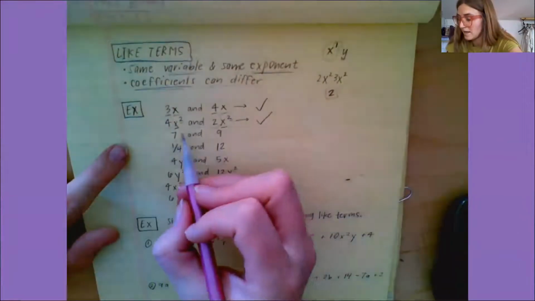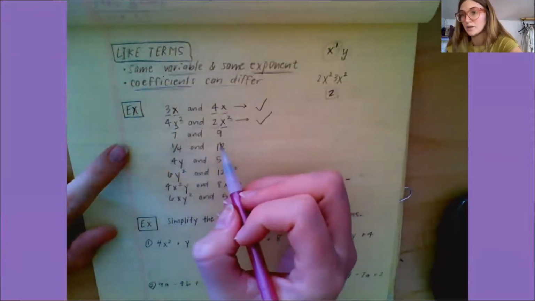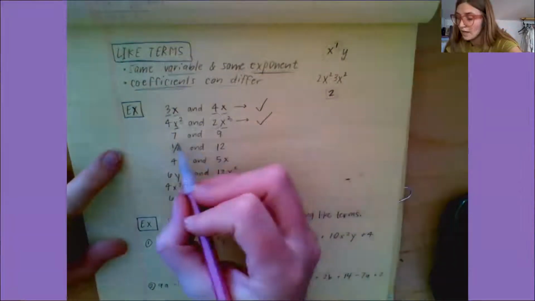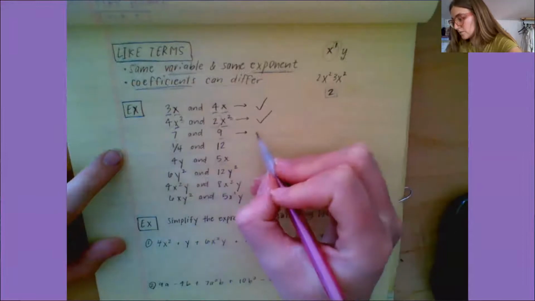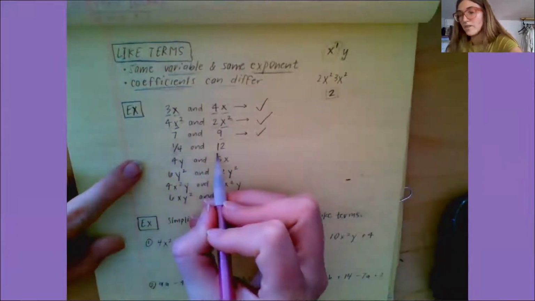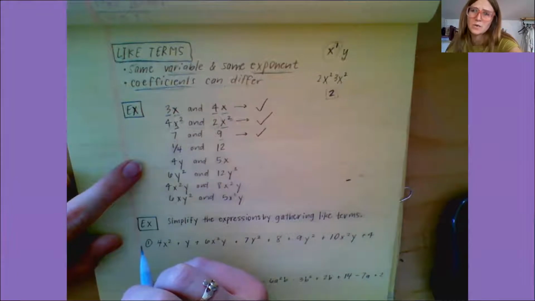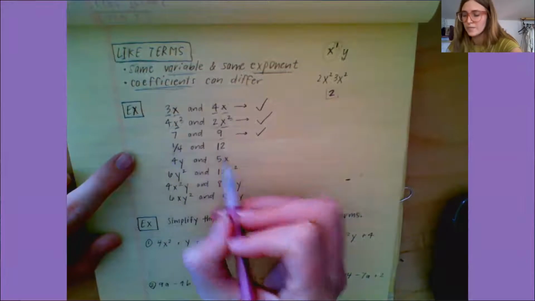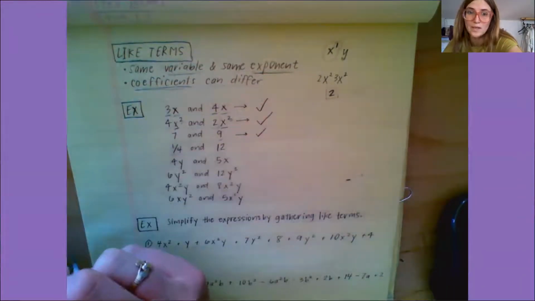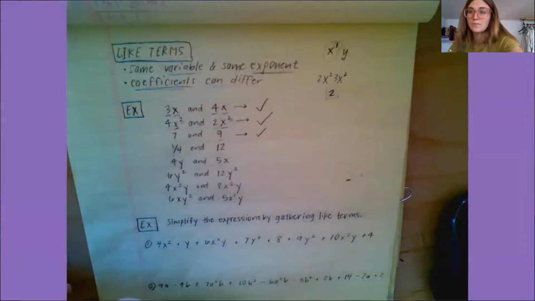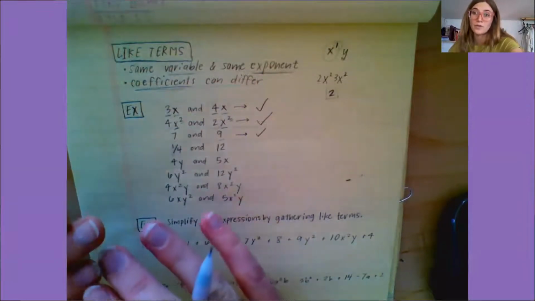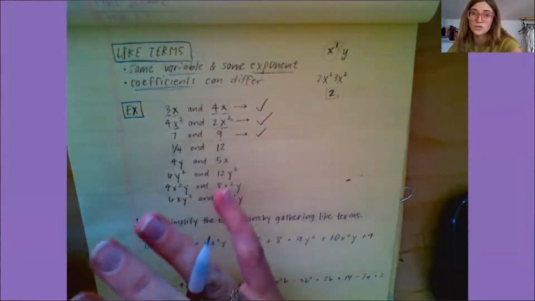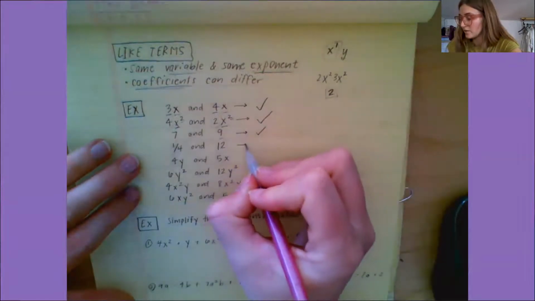Now we have 7 and 9. These are both constant numbers. And just think about it. Can you add 7 and 9 together? Yes. Those are like terms. Now we have 1/4 and 12. This one might look like they're different because we have a fraction and a whole number, and you can't just add them as simply as you would 7 and 9. But these are still just regular old numbers with no variables, no exponents. So these are like terms.